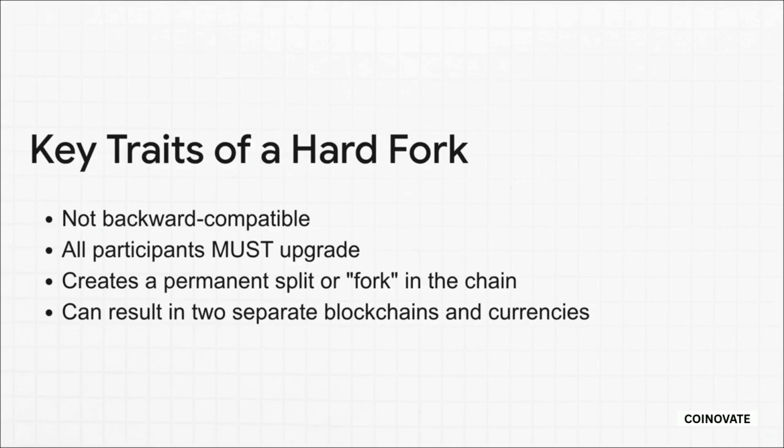And yeah, this has some huge implications. First off, it's not backward compatible. That means everyone, and I mean every single user, every miner, the whole shebang, they have to upgrade. There's no choice if you want to stay on the network. And if a big chunk of the community doesn't agree, well, that's when you get a permanent split. The chain literally forks into two, creating two separate blockchains and two separate currencies, all running at the same time.